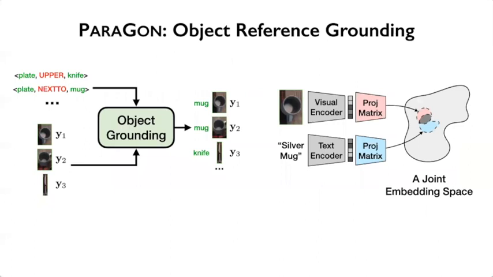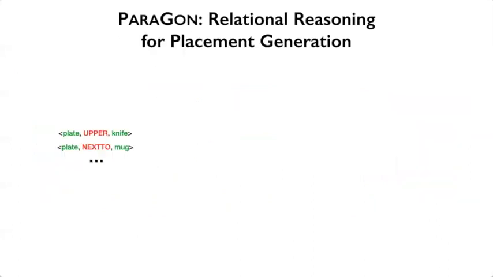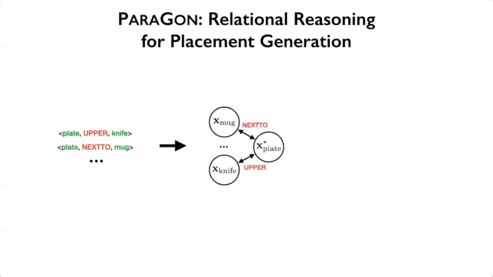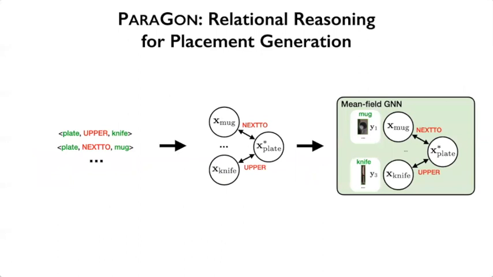We project the language and visual features into the same embedding space, and evaluate their similarity for grounding object reference expressions. A graph formed by grounded triplets is fed into a GNN for relational reasoning and generating placements. The GNN encodes a mean field message passing algorithm to minimize the reverse KL divergence for the target distribution.